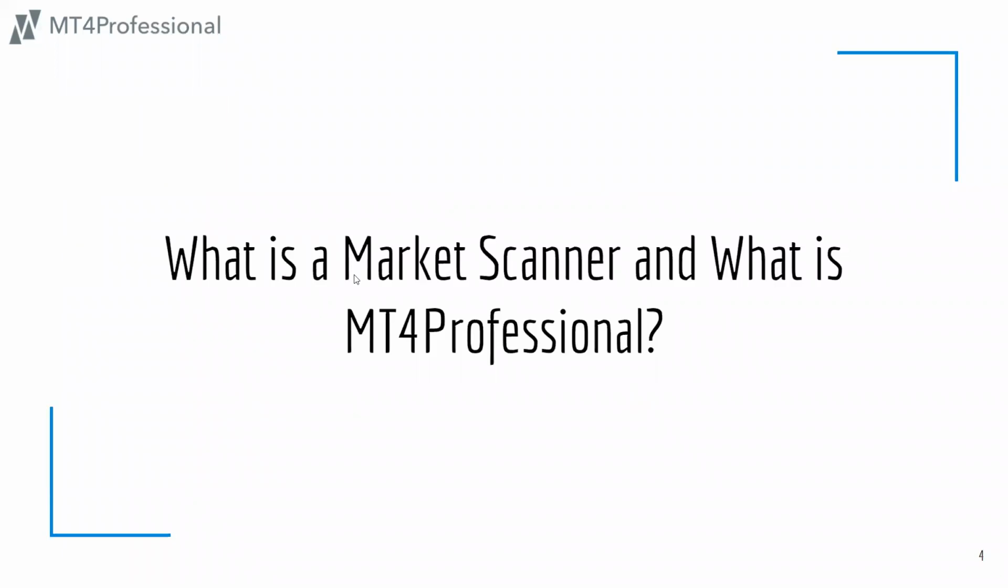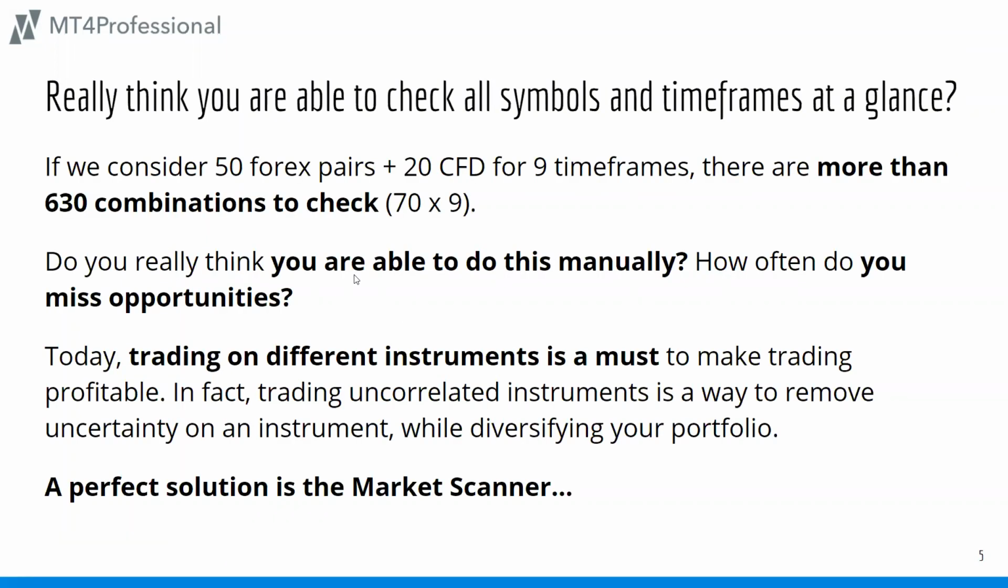So let's get started. What is a market scanner? What is MT4Professional? So a market scanner is something that will automatically go out for you and look for a trade. So if you consider the 50 different Forex pairs, 20 CFDs, 9 timeframes, that's more than 630 combinations to check. And if you have your own rules and you're trying to scan for these things manually, do you really think that you could do 630 different combinations to look for a trade? How often do you think you'd be missing opportunities if you were just manually going through each one of those?